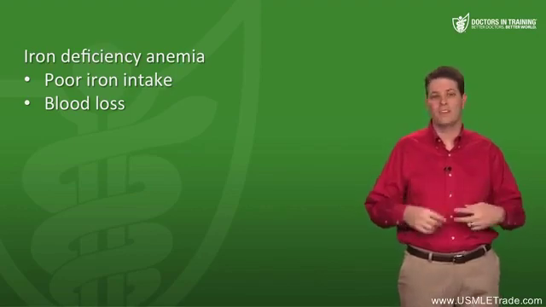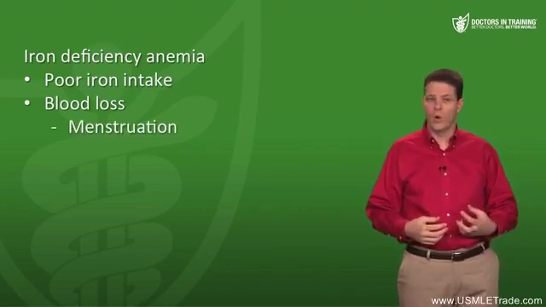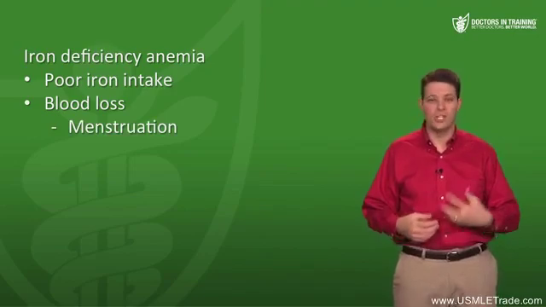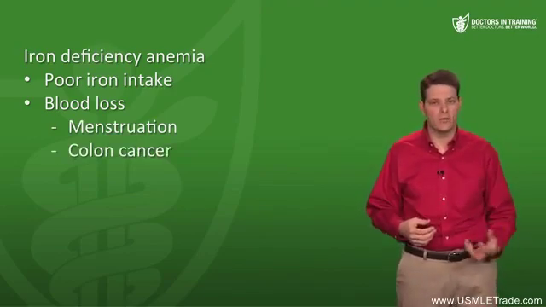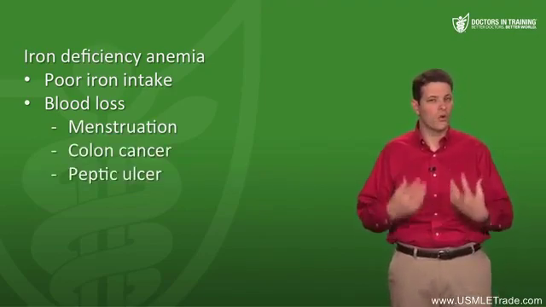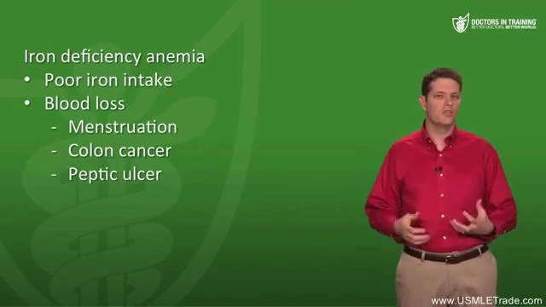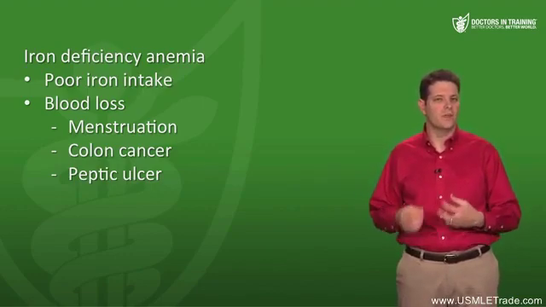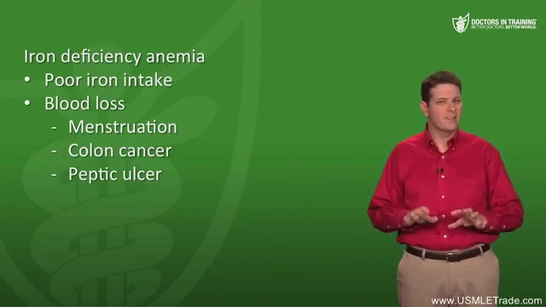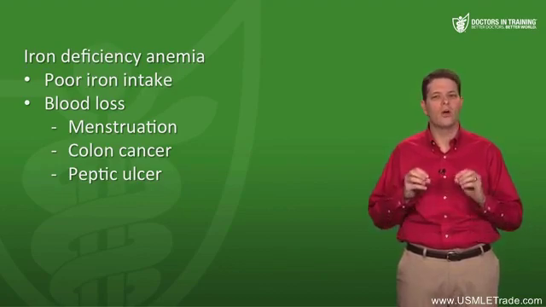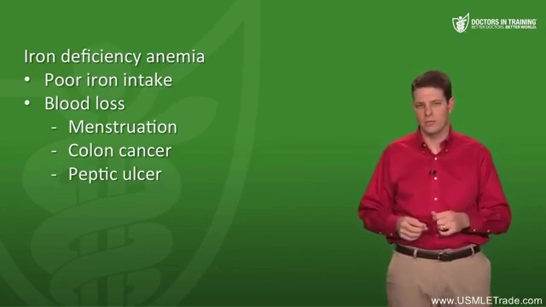Now, it could be normal physiologic blood loss, like menstruation, or it could be abnormal blood loss, often GI blood loss, maybe from colon cancer or a peptic ulcer or something like that, where you have chronic occult blood loss. So if on your test they give you a patient over the age of 50 with iron deficiency anemia and no easily identifiable cause, you need to rule out colon cancer. That patient needs a colonoscopy.